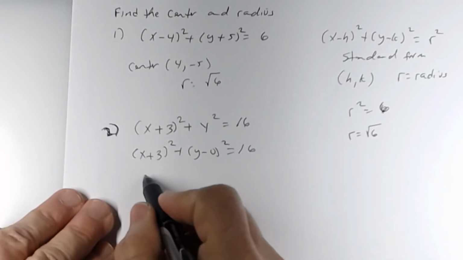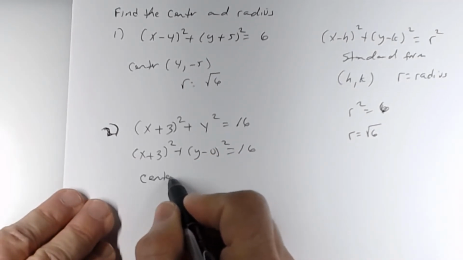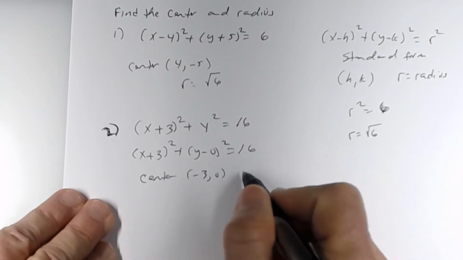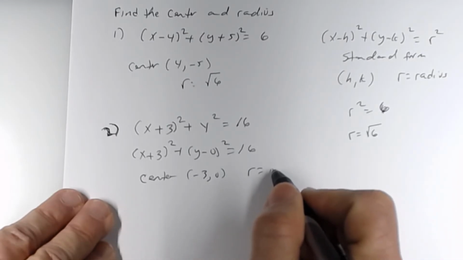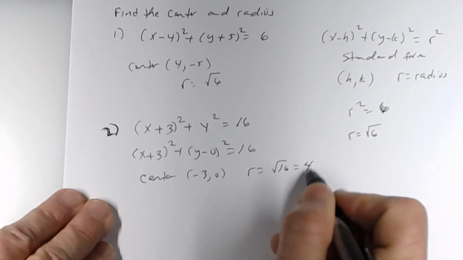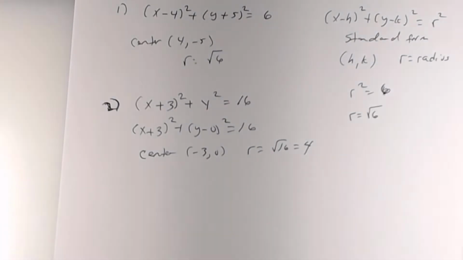So now you can tell me the center. What's the center? (−3, 0). What's the radius? 4, the square root of 16, which is 4. All right, so that's what we talked about last time. We also talked about domain and range.